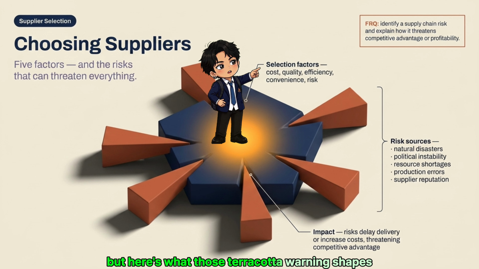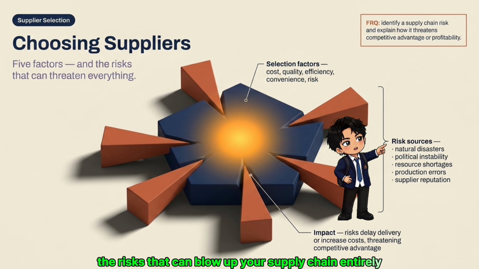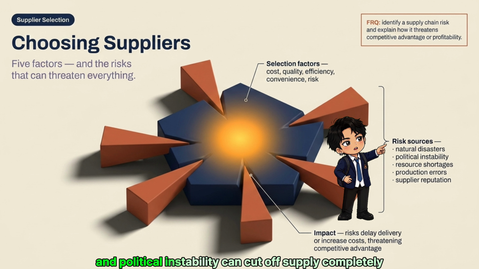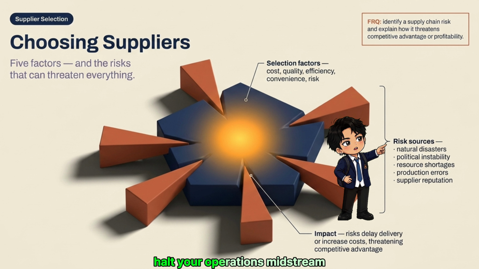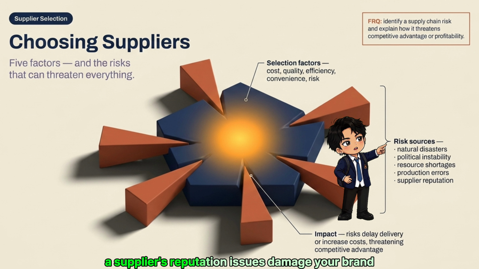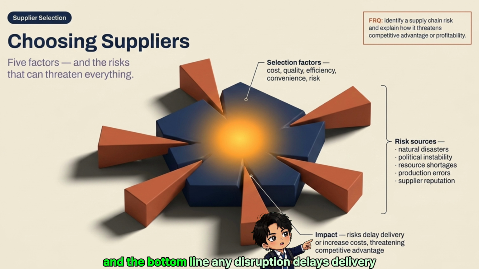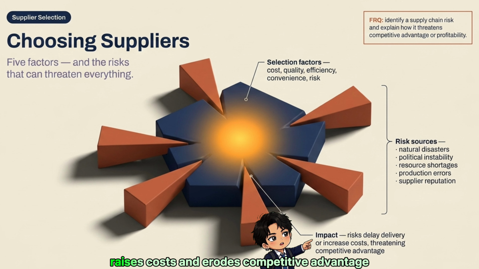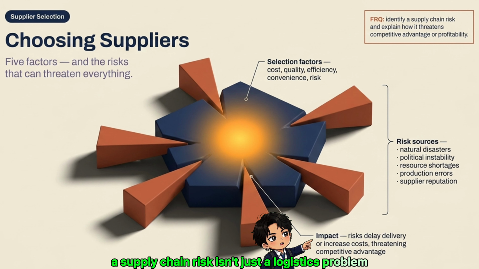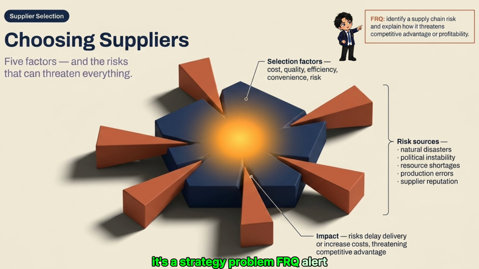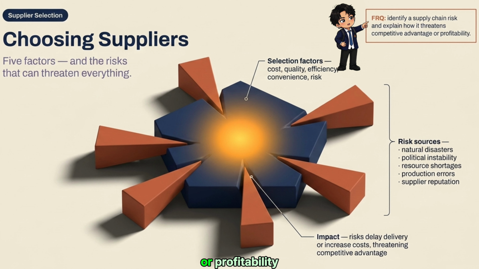But here's what those warning shapes are about. The risks. That can blow up your supply chain entirely. Natural disasters and political instability can cut off supply completely. Resource shortages and production errors halt your operations midstream. A supplier's reputation issues damage your brand. You're associated with whoever makes your product. And the bottom line, any disruption delays delivery, raises costs, and erodes competitive advantage. A supply chain risk isn't just a logistics problem, it's a strategy problem. FRQ alert. Identify a supply chain risk and explain how it threatens competitive advantage or profitability.